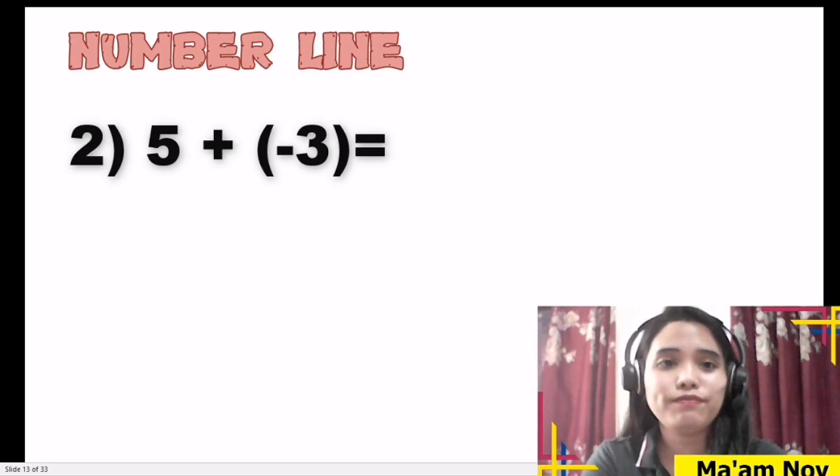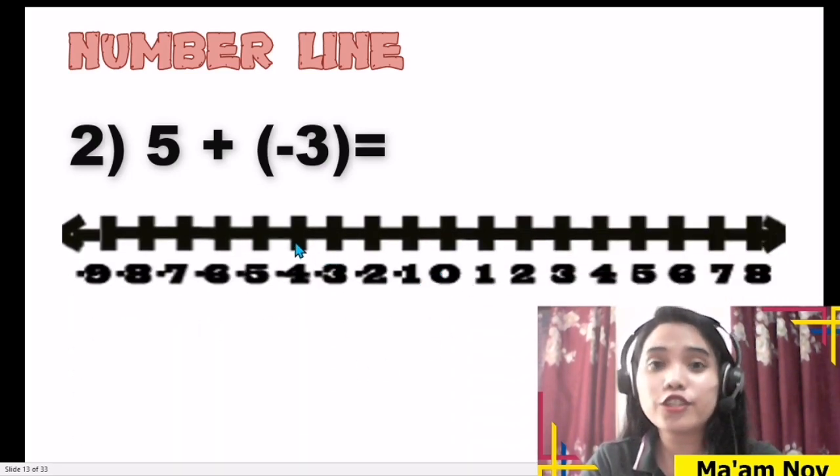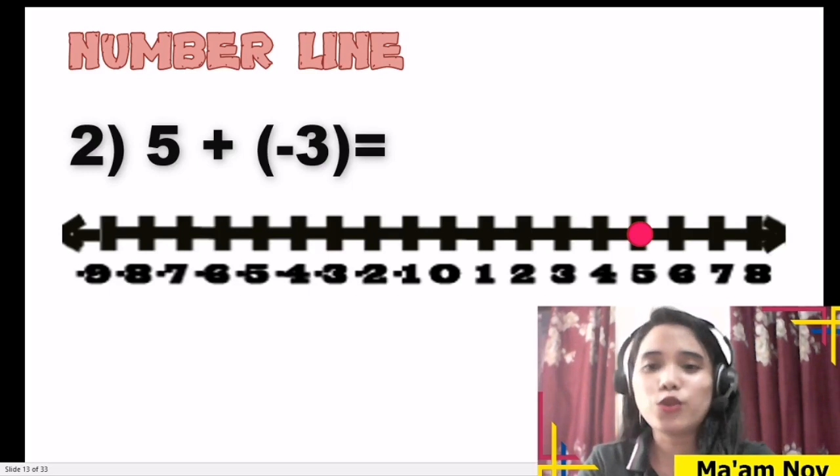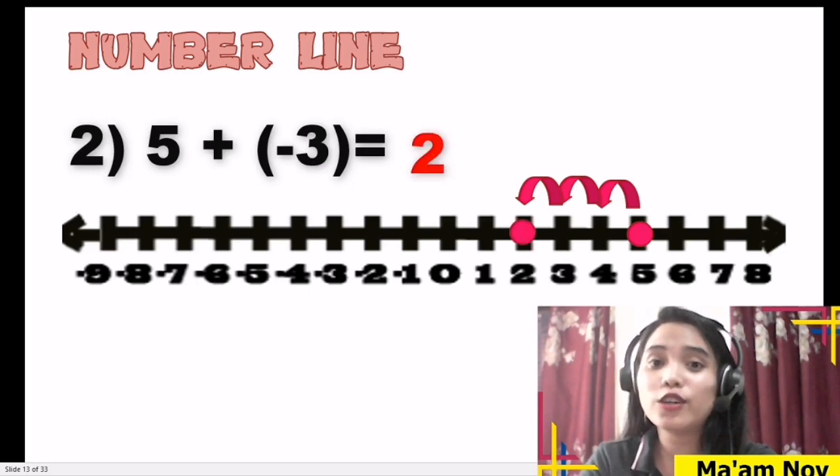So, we have number 2. 5 plus negative 3. We will use again the number line. Okay, so we have a number line here. And saan tayo first? Bago tayo mag-jump, saan tayo sa start? So, dito sa number 5. So, lagay natin dyan ang dot sa positive 5. Plus negative 3. So, saan tayo papunta? Sa left side or right side? That's right, left side. How many times? 3. So, we have 1, 2, 3. Okay, so saan tayo nagland? Sa positive 2. Therefore, ang sagot is positive 2.